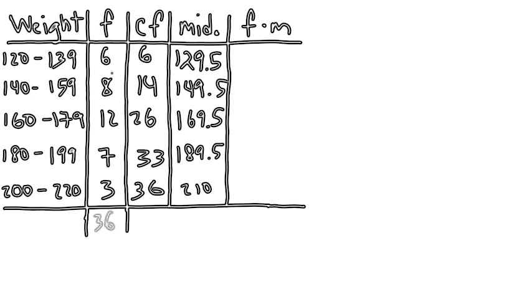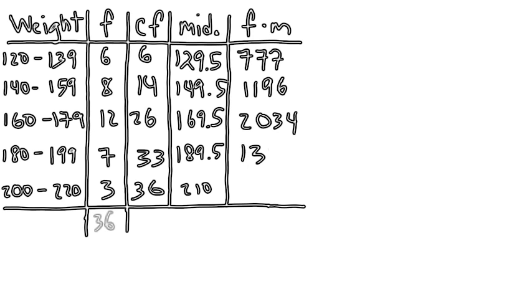Now let's take the frequency and multiply by the midpoint. So 6 times 129.5, that's 777. If we multiply 8 by 149.5, that's 1196. And then 12 times 169.5, this is going to be 2034. And then 7 times 189.5, that's 1326.5. And then 3 times 210 is 630.